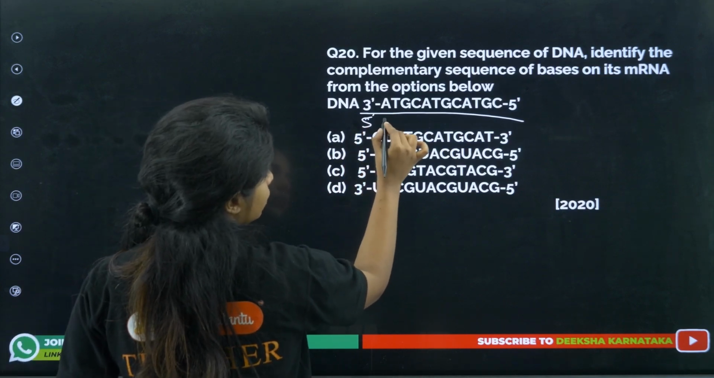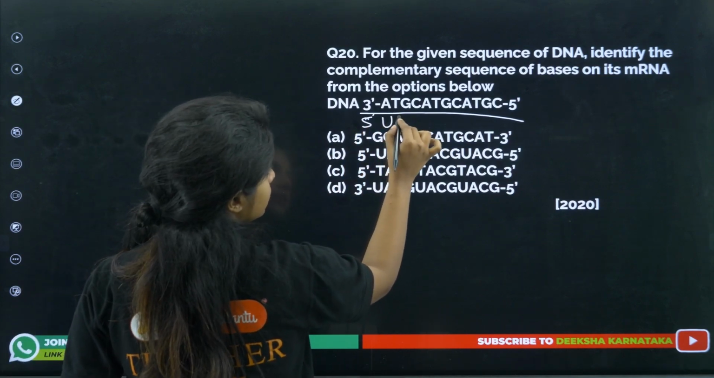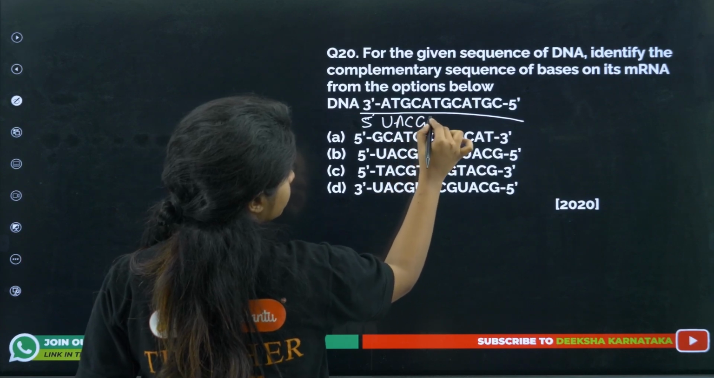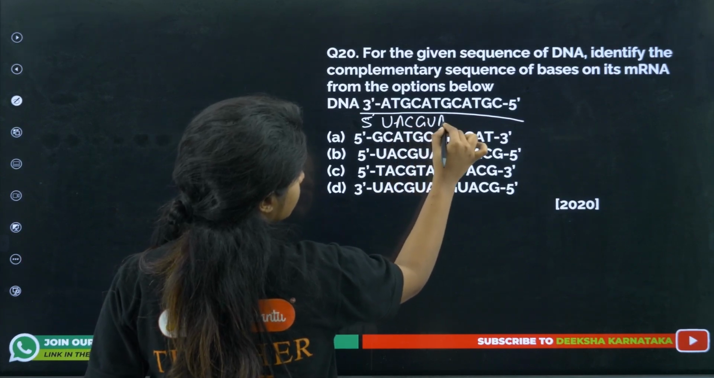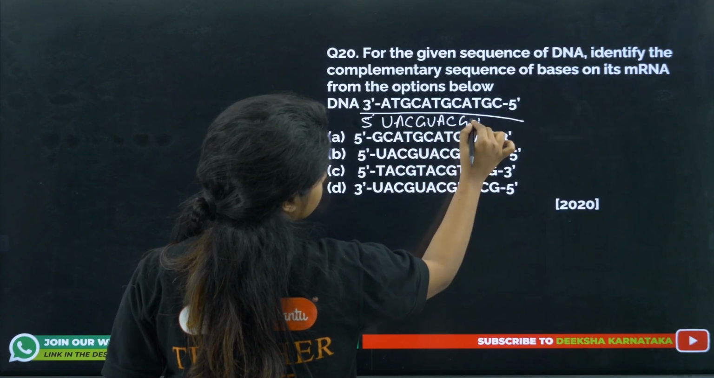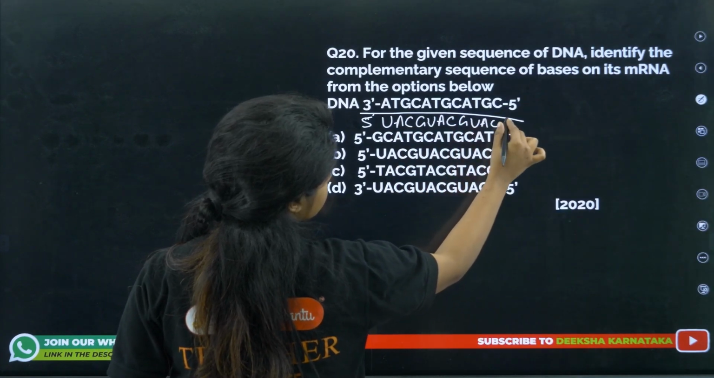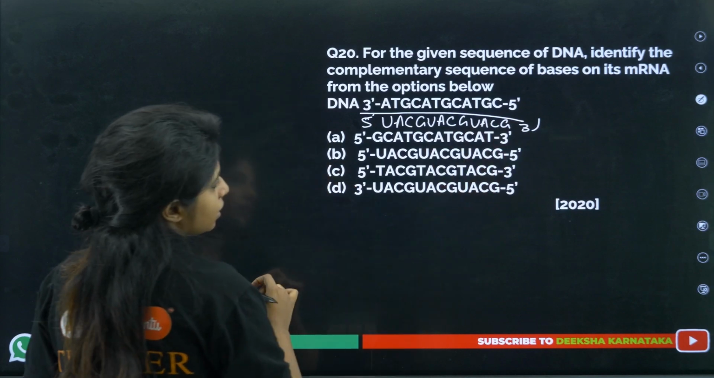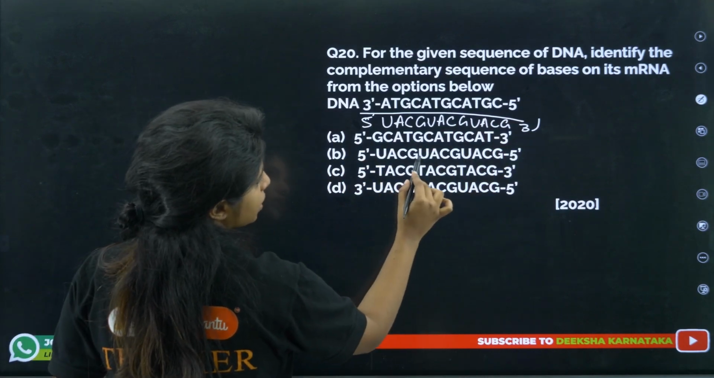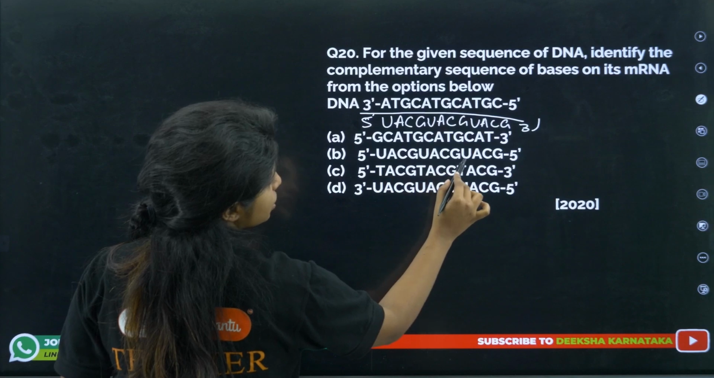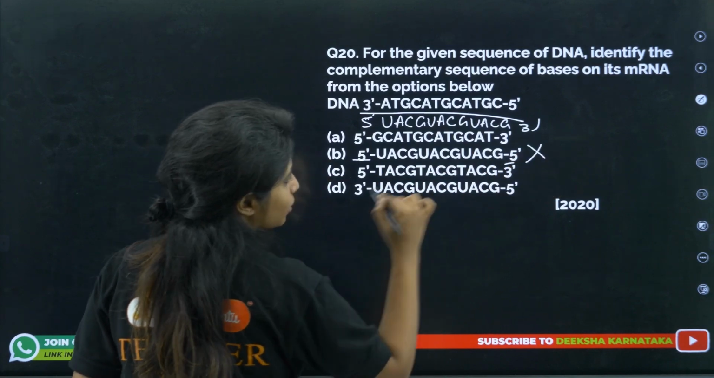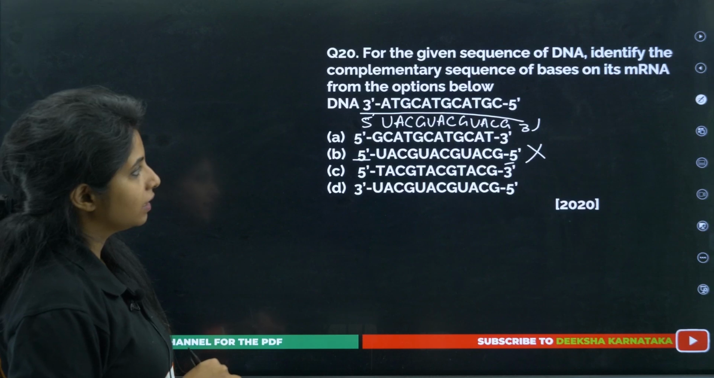A is here, so it will be U here. T is there, so it will be A here. It will be C here. It will be G here. It will be U here, A here, C, G, again U, A, C, G, and this will be 3'. So 5' UAC, GUA, CGU, ACG. This is 5' to 5'. This becomes wrong. You get it?